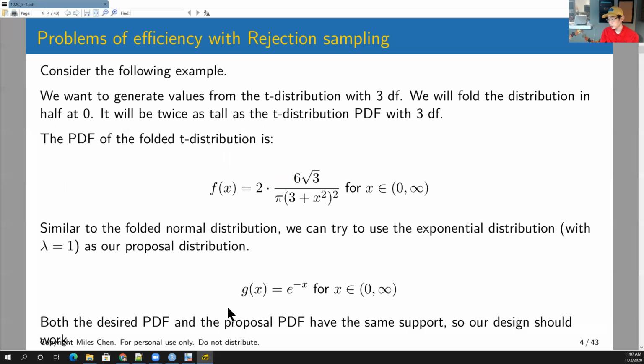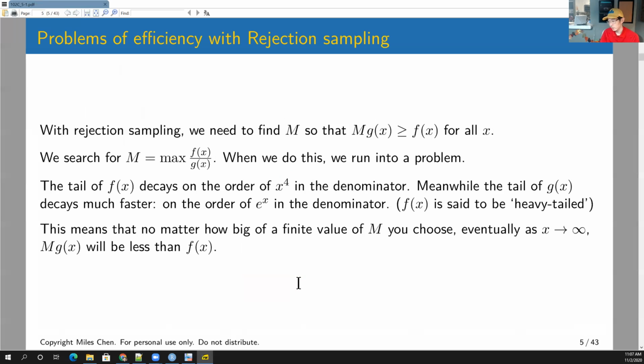If you look at the exponential distribution, however, you've got g of x is equal to e to the negative x, okay? So this decays a lot faster, right? The tail of g of x decays on the order of e to the x. It's e to the negative x, so that's 1 over e to the x. That decays way faster, okay?